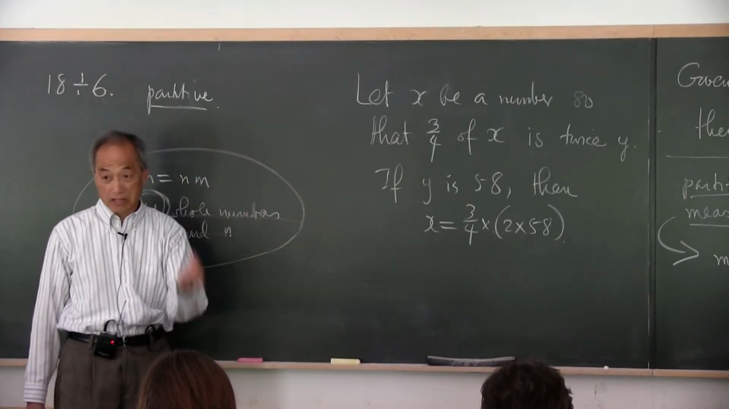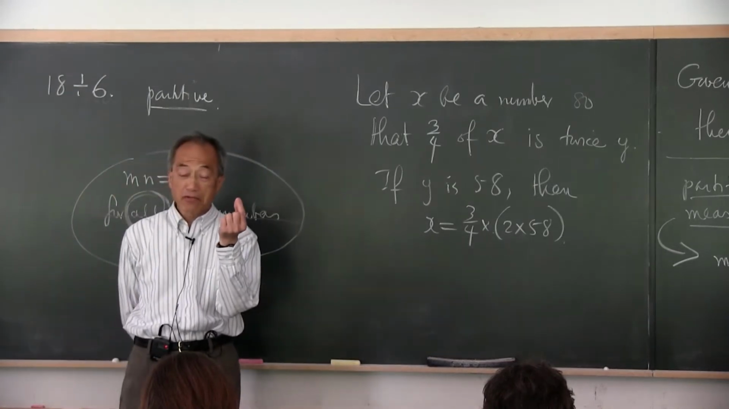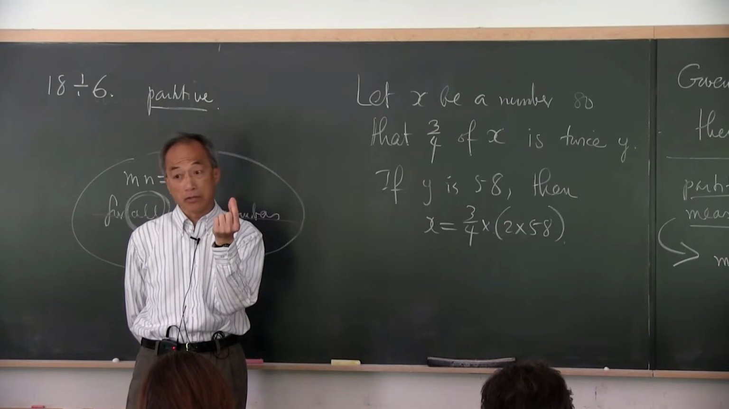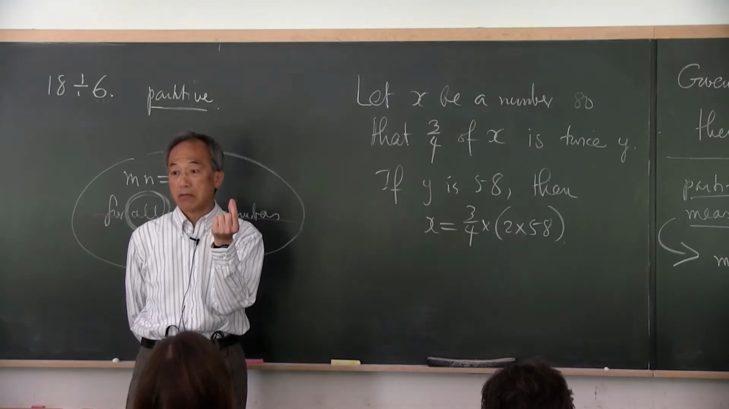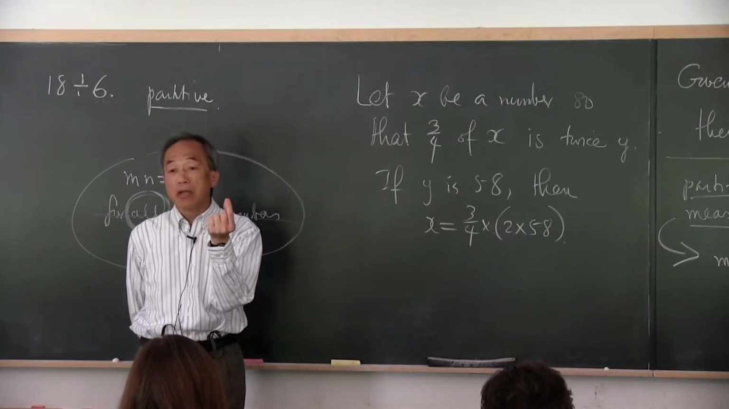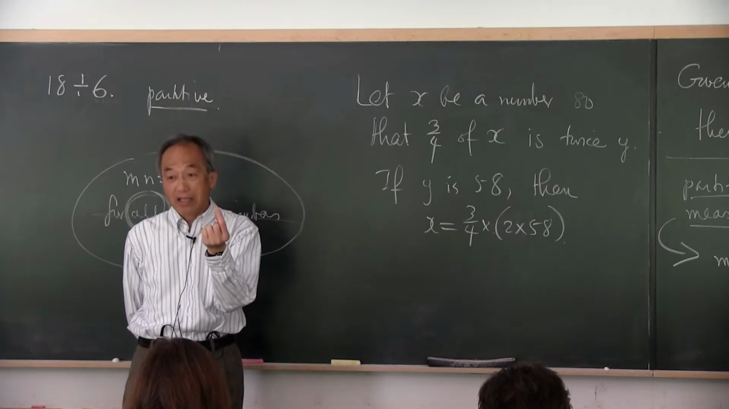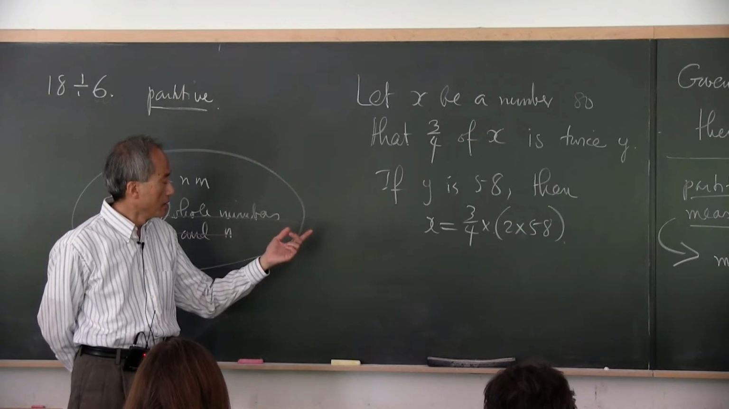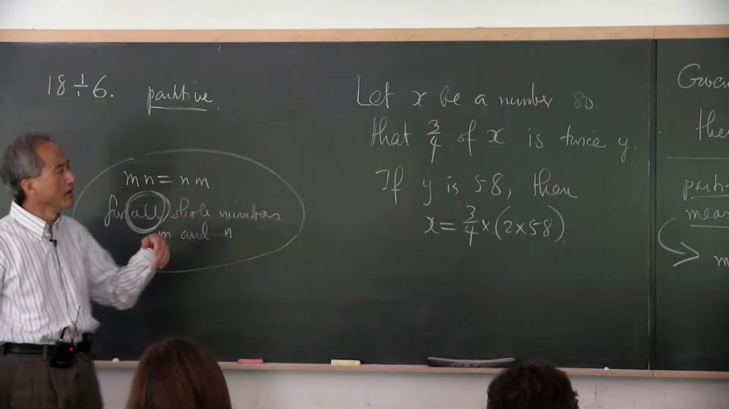What I'm saying is that you did something. On the one hand, it's 3/4 of X. On the other hand, it's twice 58. So what do you think? I'm saying 3/4 of X is twice 58. That's what I said. No, I forgot. Anyway, I got it wrong.